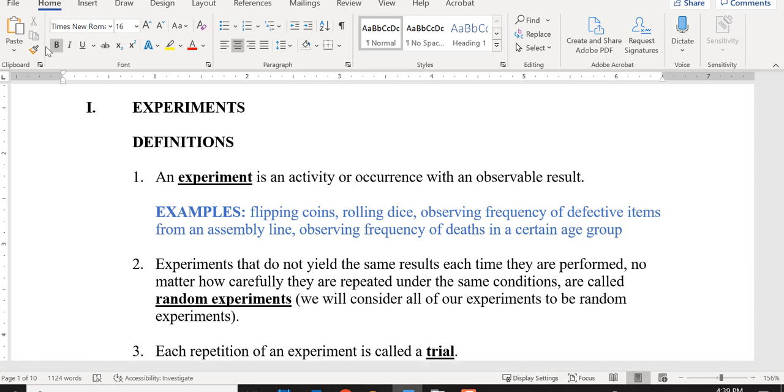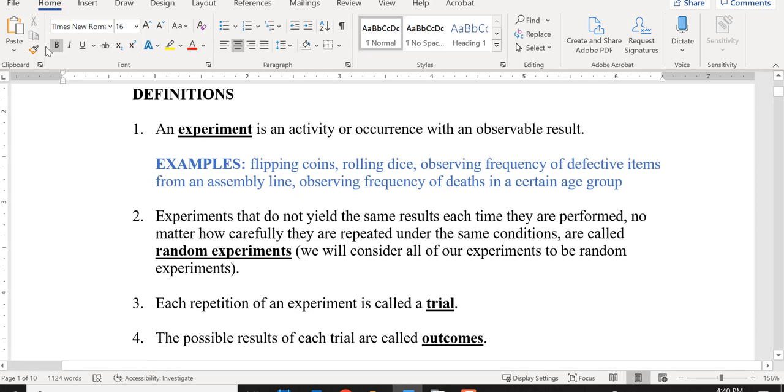An experiment is an activity or occurrence with an observable result. So some examples of an experiment would be flipping a coin, rolling dice, observing the frequency of defective items maybe from an assembly line, observing the frequency of deaths in a certain age group. Those are all experiments. You can watch the activity and have an observable result.